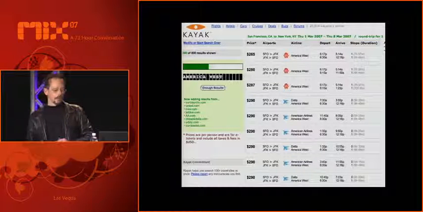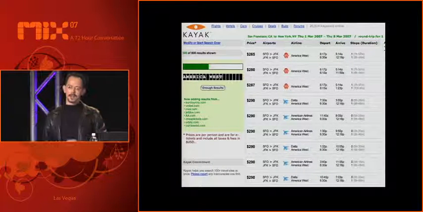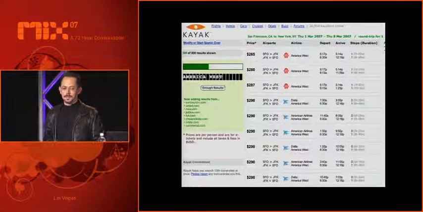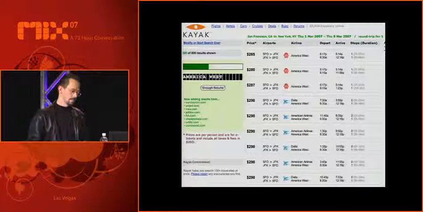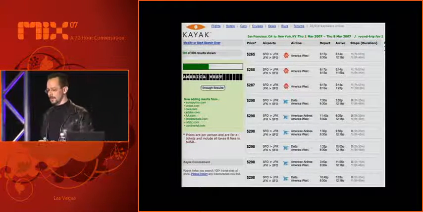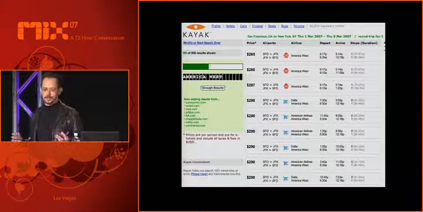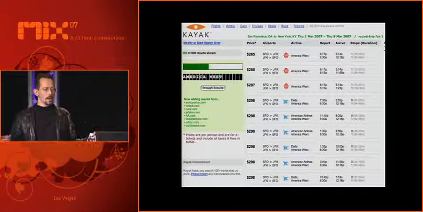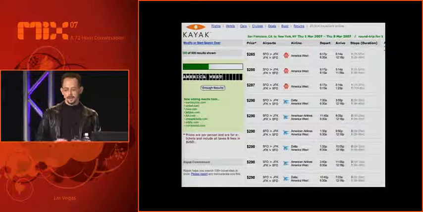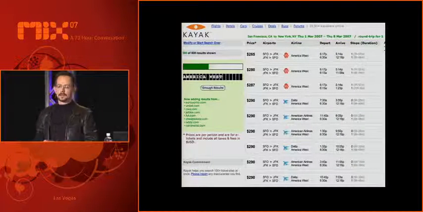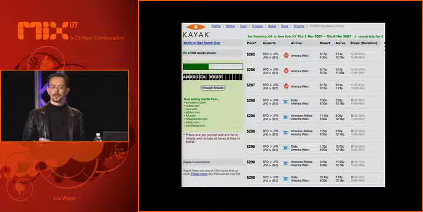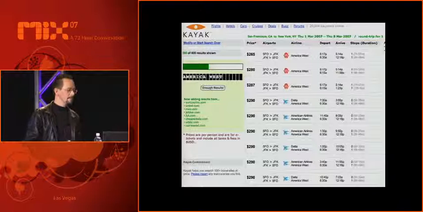My favorite example of this kind of thing in action is this site. This is Kayak. Kayak is a price comparison tool for airline tickets. One of the really interesting things about it is the way that it leverages the openness of the web to deliver value to users. The way that it gathers all of this data from all of these different airline websites and presents it all in a single place, because none of the airlines are going to do that for you, right?